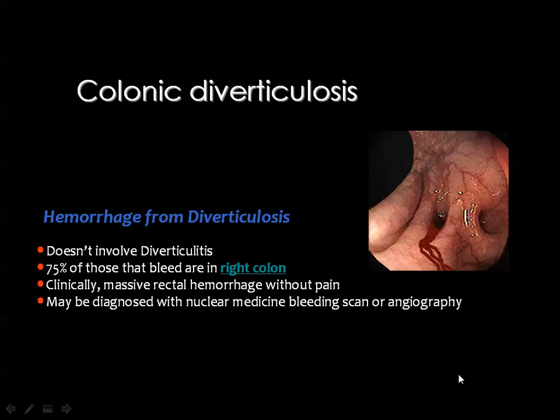Hemorrhage does not necessitate the presence of diverticulitis. Hemorrhage can occur from diverticular disease, and this hemorrhage is commonly seen from those diverticulae located in the right side of the colon. Then the patient may present with bleeding per rectum, and the site of the bleeding can be localized by nuclear medicine, or sometimes by selective angiography.